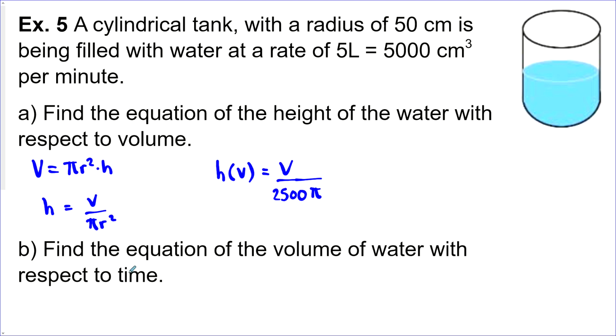Next one, we want to find the equation volume of water with respect to time. So volume and time are both changing here. Our variable will be t. Now we are putting in 5,000 cubic centimeters of water for every 1 minute, and so t will be time in minutes.